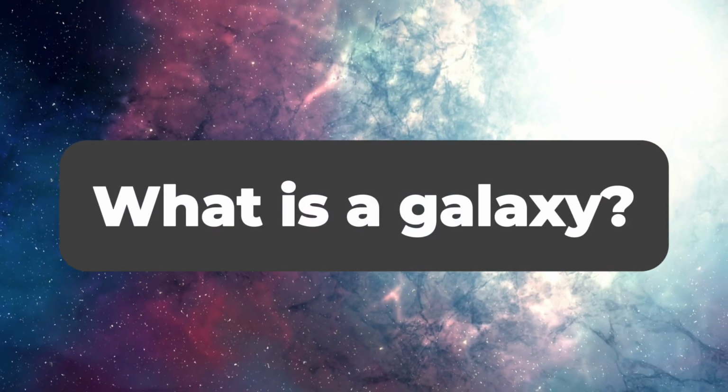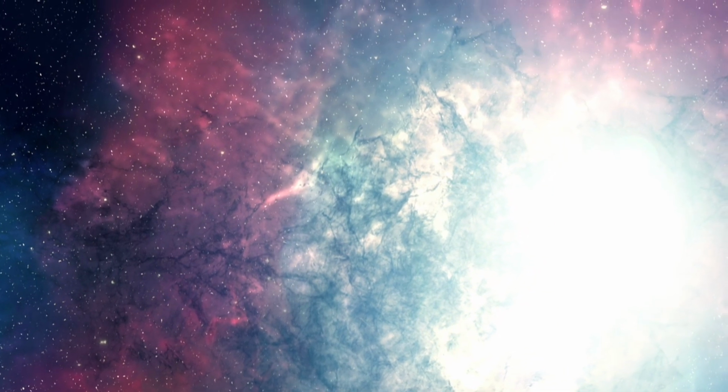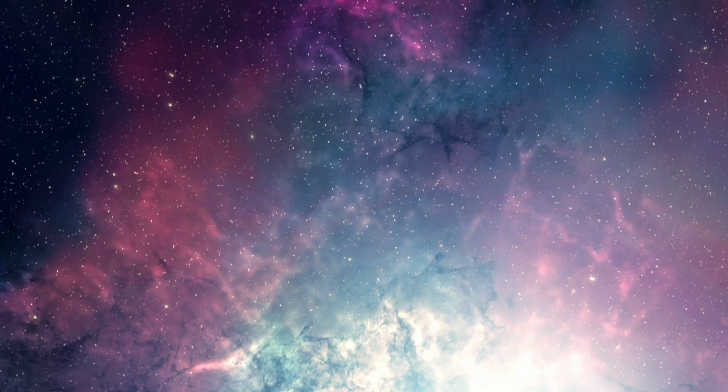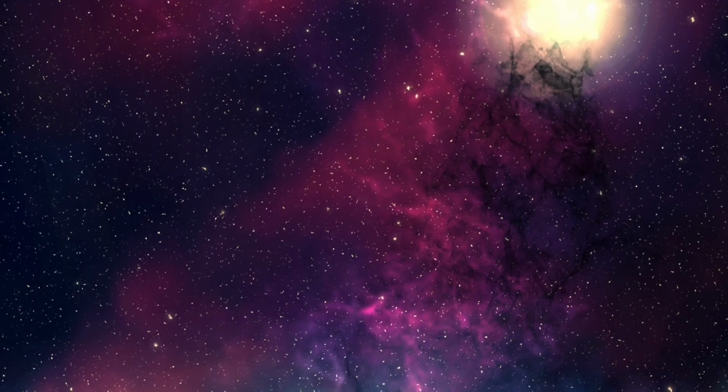What is a galaxy? A galaxy is a huge system made up of stars, nebulae, gas, dust, and interstellar material, all held together by gravity. Galaxies vary greatly in size. The smallest galaxies contain about 100,000 stars, while the largest may contain up to 3,000 billion stars.